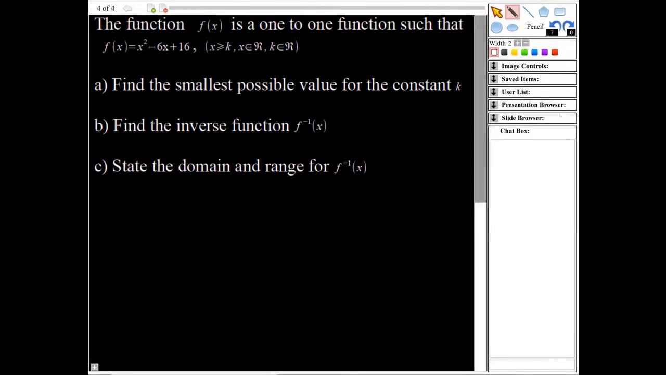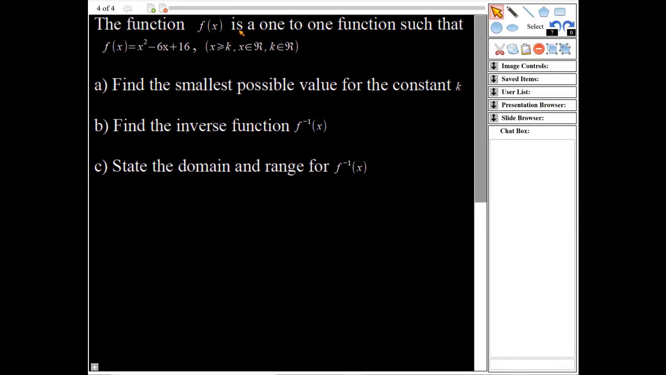Okay, so let's put everything together and look at a question. So this question says the function f of x is a one-to-one function such that f of x is equal to x squared minus 6x plus 16, where x is greater than or equal to k, x is a real number and k is also a real number. So this here, x is an element of the real numbers and k is an element of the real numbers as well. So the first part of the question says find the smallest possible value for the constant k.